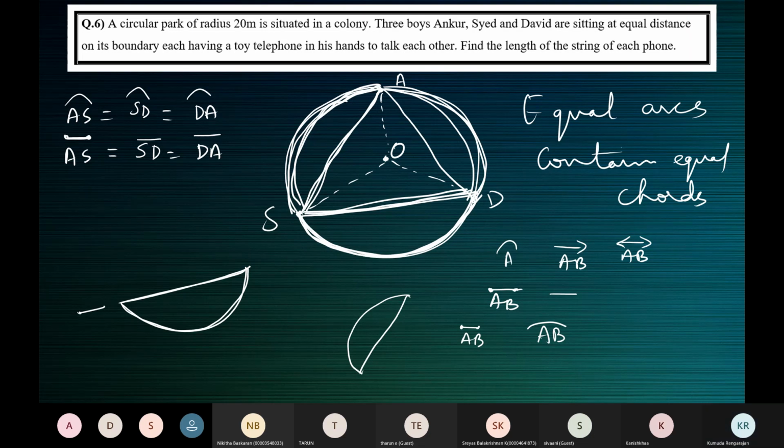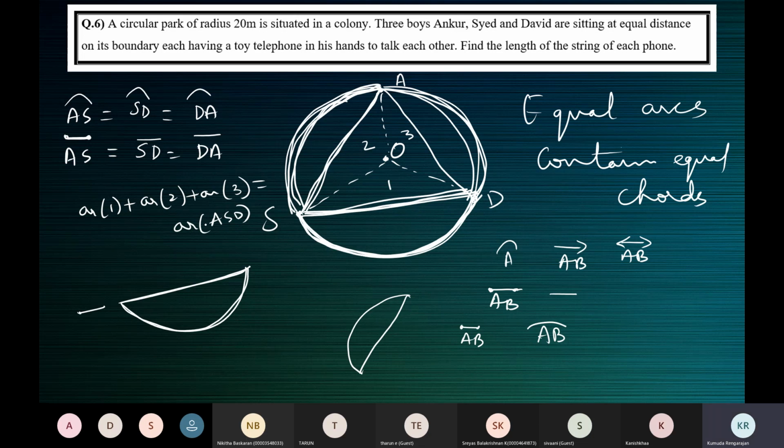Now supposing we find the area of triangle 1, area of triangle 2, and area of triangle 3, by some method. Then this equation is true: area of triangle 1 plus area of triangle 2 plus area of triangle 3 is equal to the area of the whole triangle ASD.